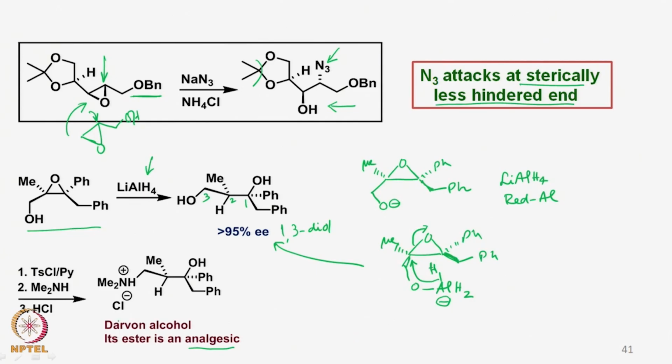Of course then we can look at that this particular alcohol here is a primary alcohol and this is a tertiary alcohol. So the primary alcohol can be tosylated so that we convert this into a tosylate as a leaving group, and then the nucleophile dimethylamine will replace it, and then we can do the hydrochloride formation, and this is what is called Darvon alcohol, which is an analgesic if its ester is used. So basically we have a simple way of getting optically pure Darvon alcohol from the epoxy alcohol made from a molecule which has a double bond here, and of course we can carry out the epoxidation according to the asymmetric Sharpless method, followed by the regioselective ring opening of the epoxy alcohol with lithium aluminum hydride.